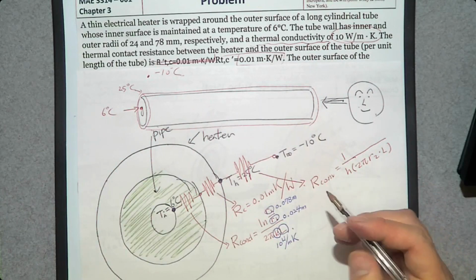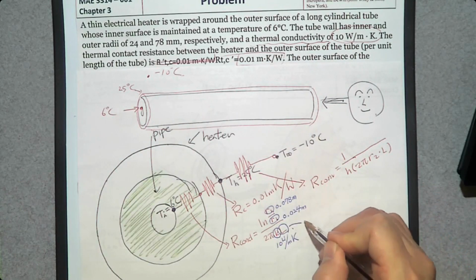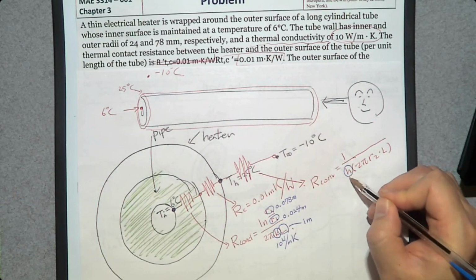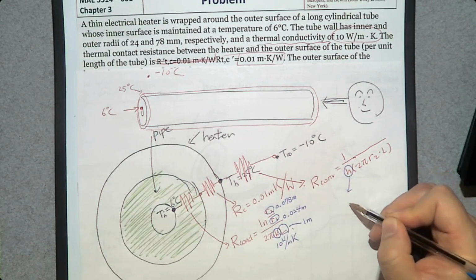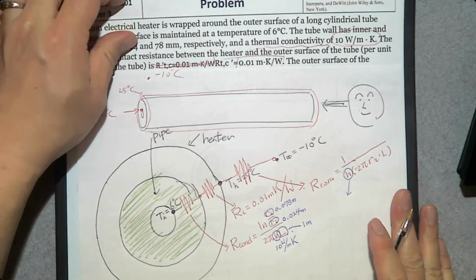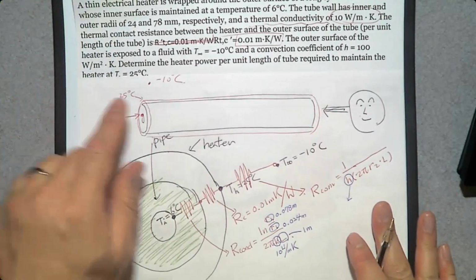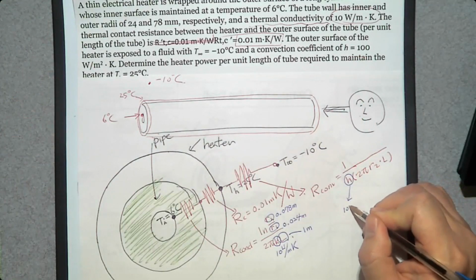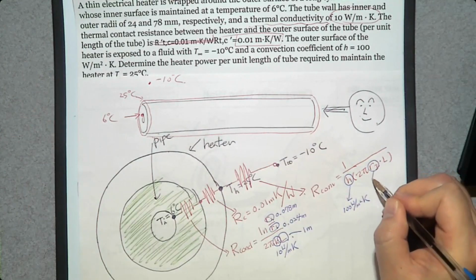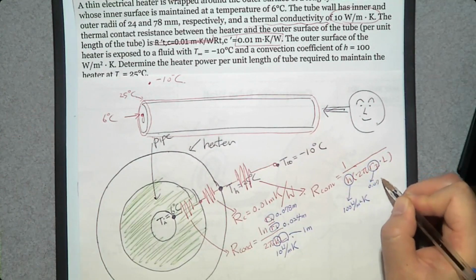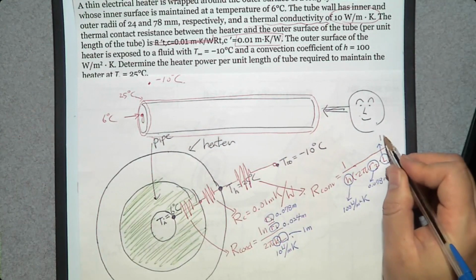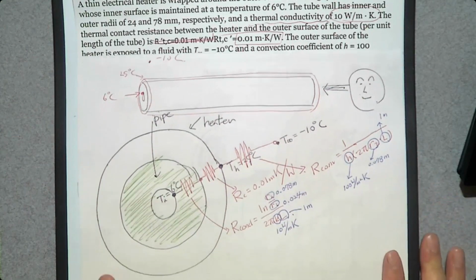We don't have it. So let's say it's going to be unit length, 1 meter, and this convection heat transfer coefficient is going to be, where is it? Do we have it? Oops. 100 watt per meter square Kelvin, and outer radius 0.078 meter. The length, we are going to assume, is unit length, 1 meter.